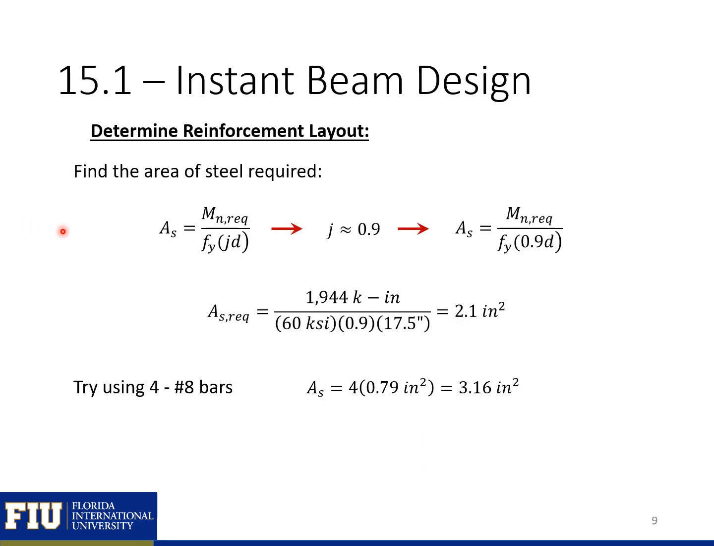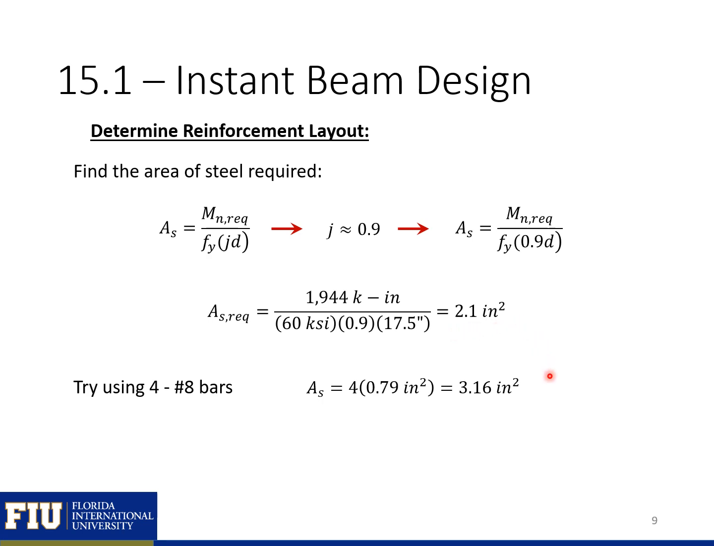We can check to see our required steel area by using our approximate equation for As required. Here we're assuming that our lever arm is going to be equal to 0.9 times d, and we'll use our Mn required from a couple slides ago. So we can find our As required equal to our Mn required, 1,944 kip-inches, divided by fy, 60 ksi, times 0.9 times d, 17.5, which will give us our As required of 2.1 square inches.